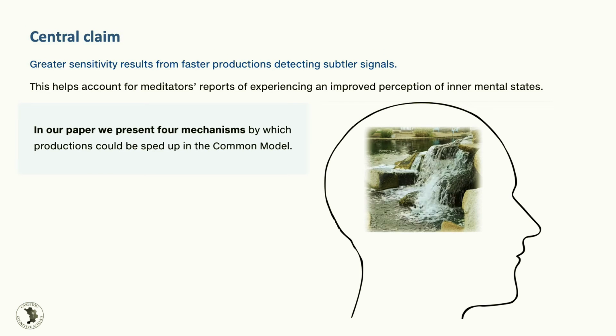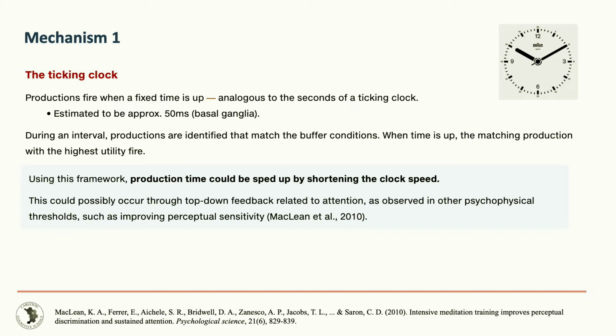So this is our central claim: greater sensitivity results from faster productions detecting subtler signals, and this can help account for meditators' reports of experiencing an improved perception of internal mental states. So we're going to explain some of the mechanisms for how we can better perceive our own mental states. Our paper presents 4 mechanisms situated in the column model, and we'll go through them one at a time.